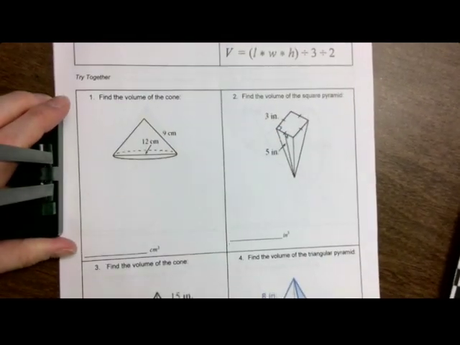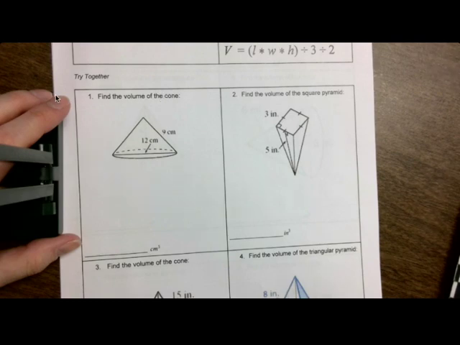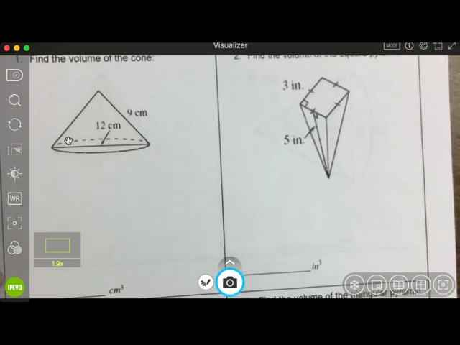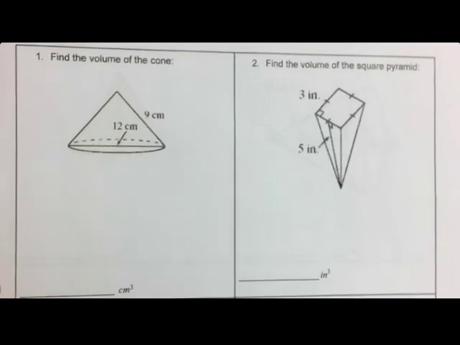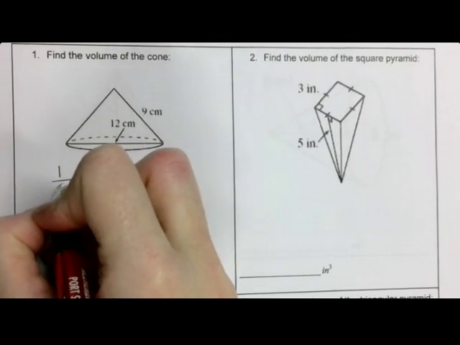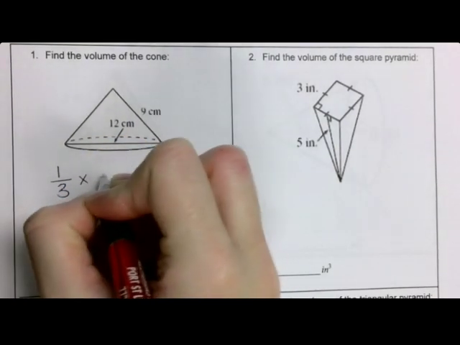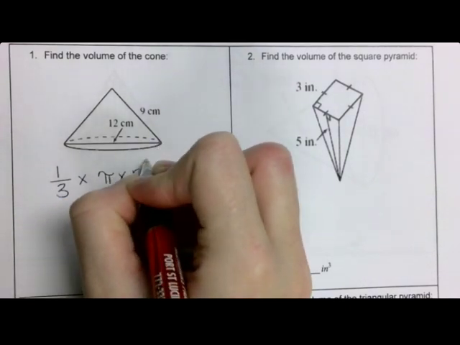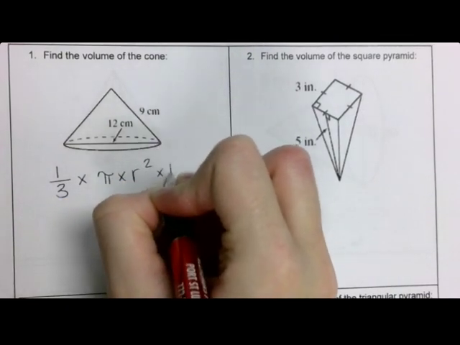we're going to do some examples, and hopefully this will start to make more sense, and those IXLs that you maybe have been struggling with, you'll be like, oh, that's so easy. So the formula for the volume of a cone is 1/3 times pi times r squared times h.